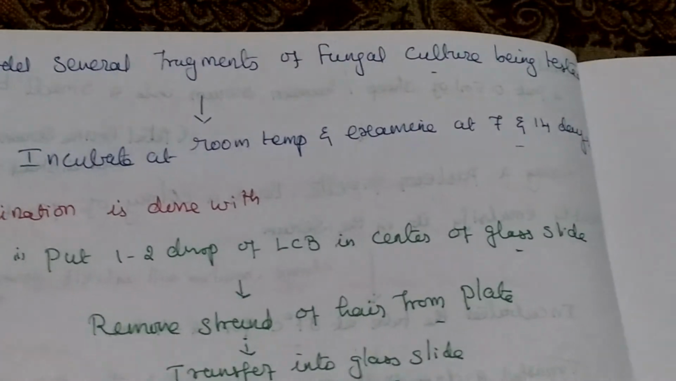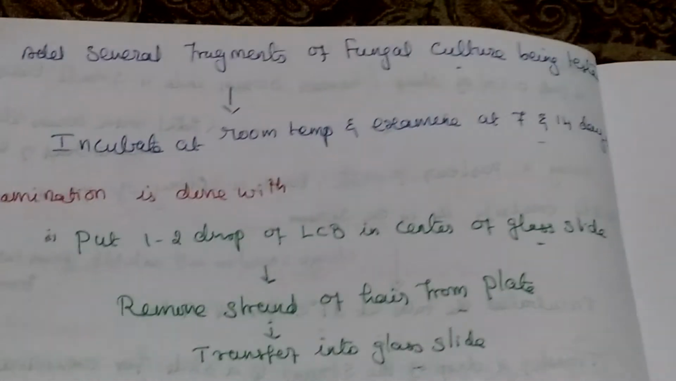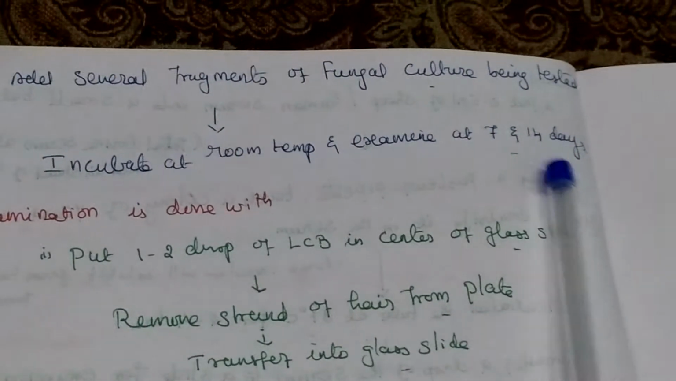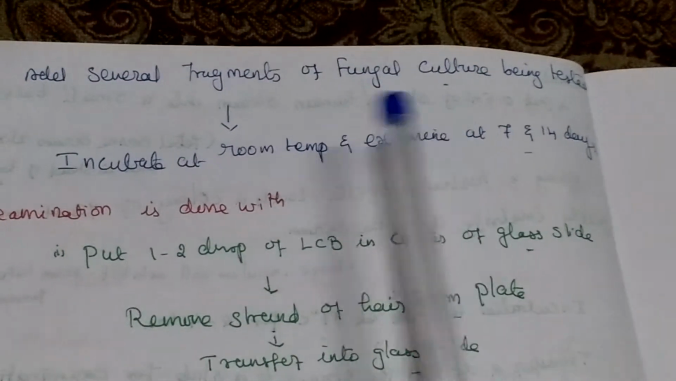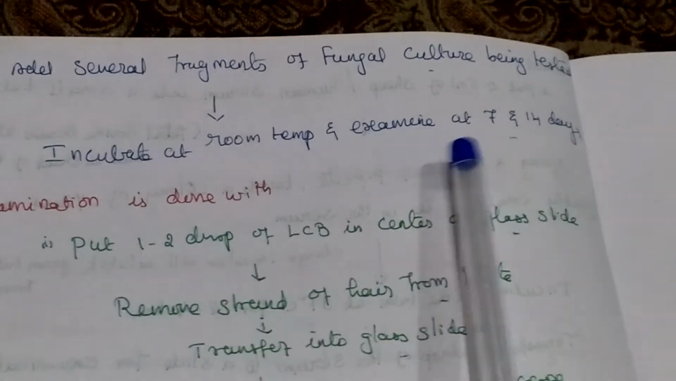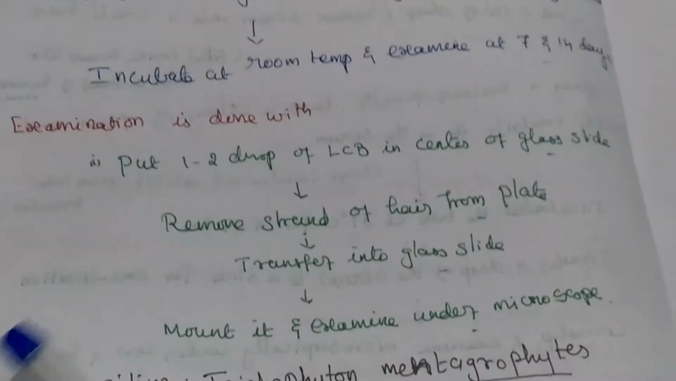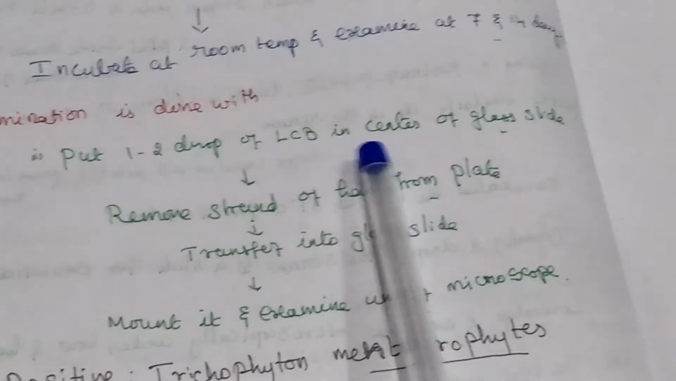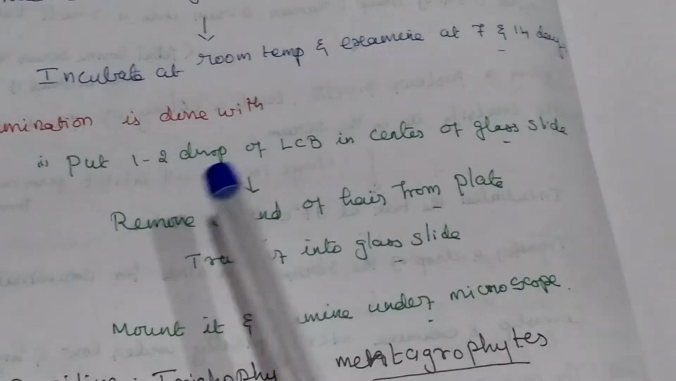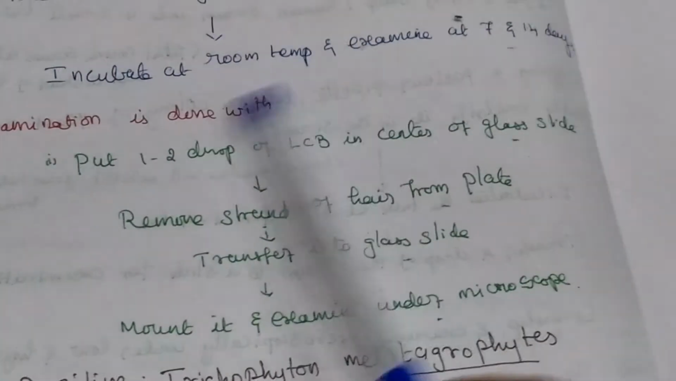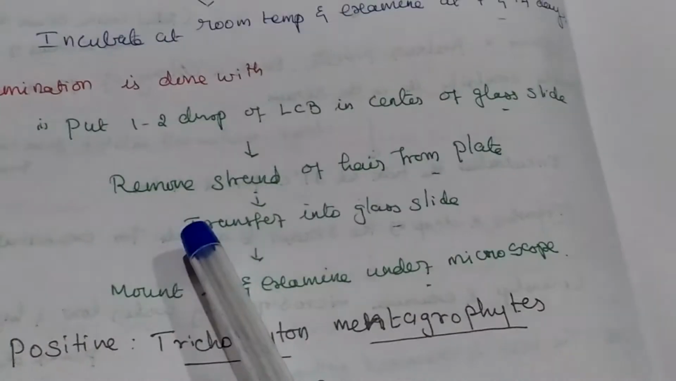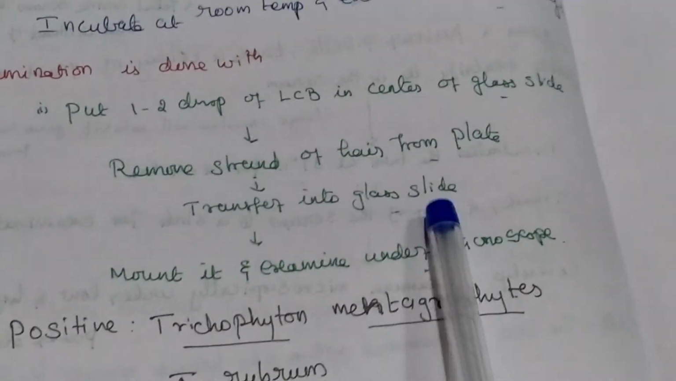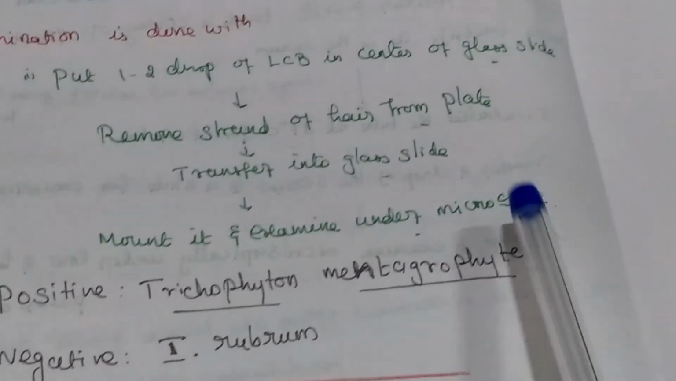Add several fragments of the fungal culture being tested, then incubate at room temperature and examine at 7 and 14 days. Examination is done by putting 1 to 2 drops of lactophenol cotton blue in the center of a glass slide. Then remove a strand of hair from the plate, transfer it onto the glass slide, mount it and examine under the microscope.